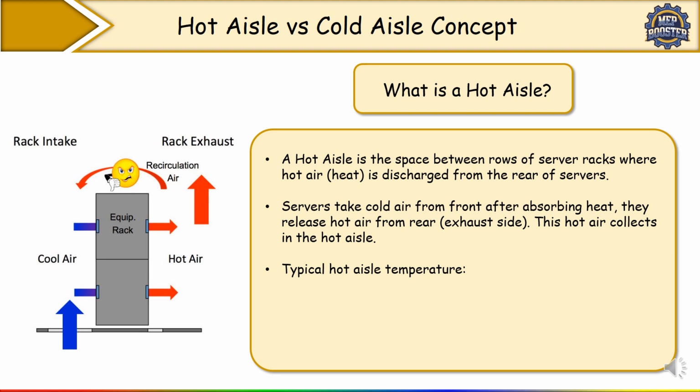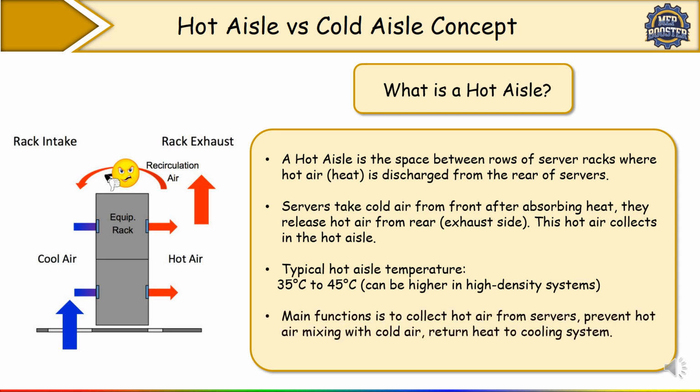Typical hot air sleeve temperature. As you know, the hot air sleeve is much warmer than the cold air sleeve. Temperature depends on server load and density. For a normal data center it is around 35 to 45 degrees Celsius, and if it is a high performance AI server, it may reach 45 degrees Celsius or more.